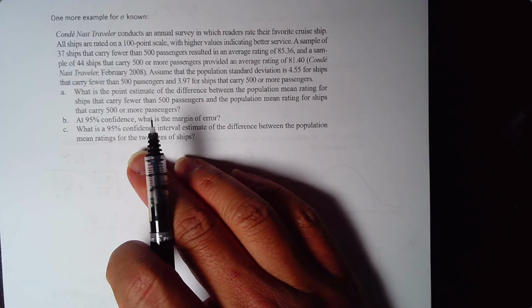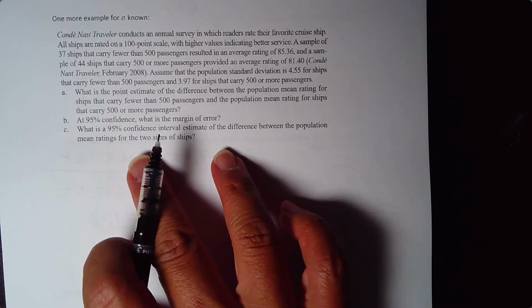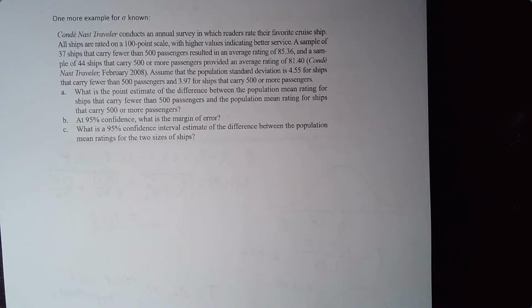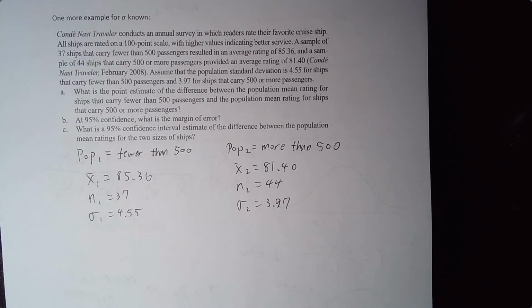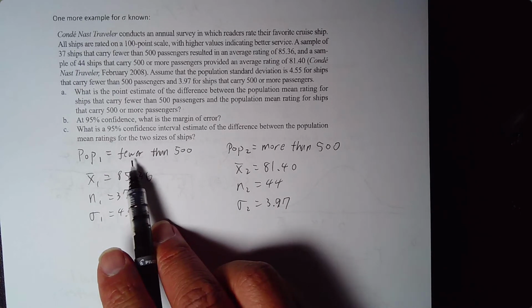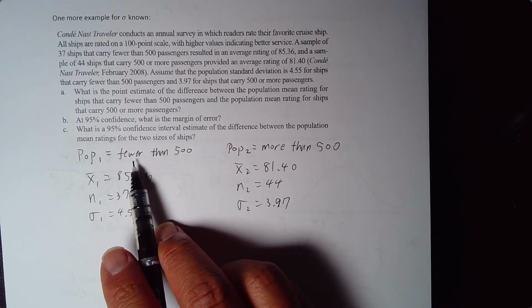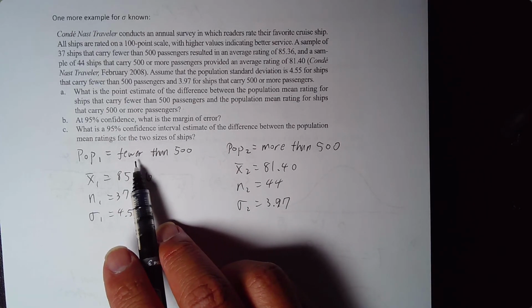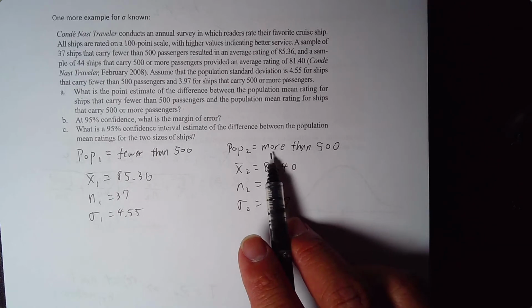Okay, so go ahead and take a minute and read the question carefully. The first thing you want to do is write down the information in a clear form right here. So population 1 describes the group of ships that carry fewer than 500 people. Population 2 carries more than 500.